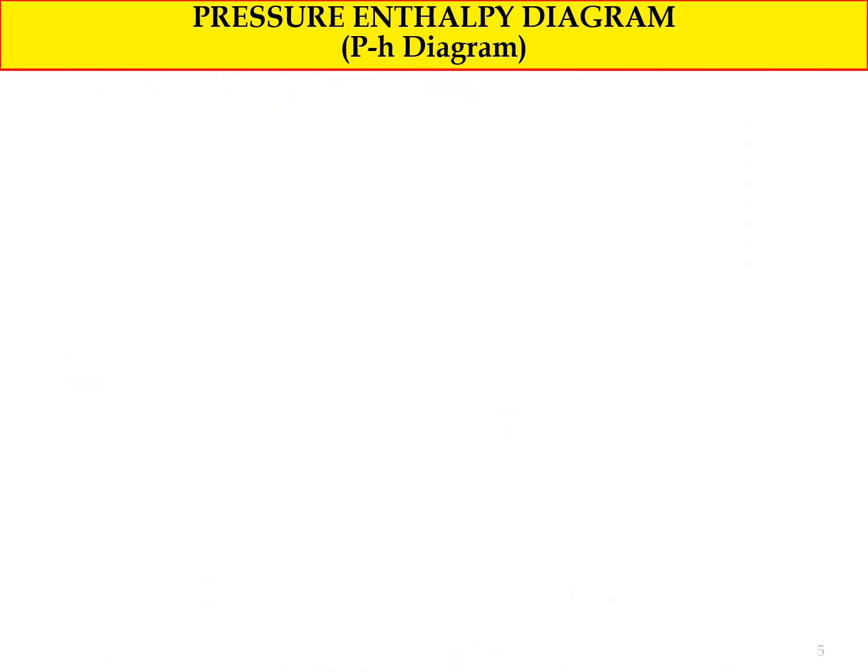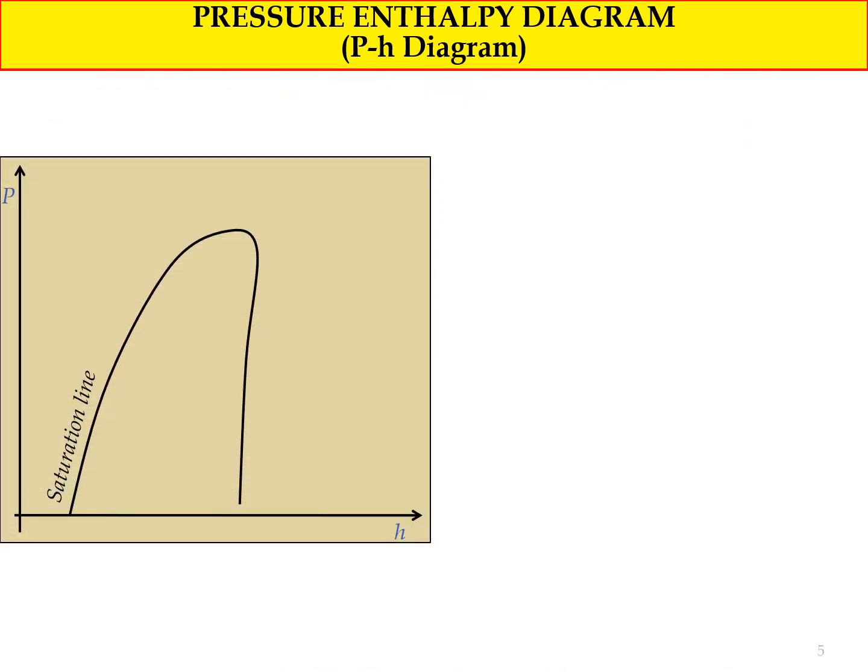So this is the pH diagram, and from the previous slide I already showed that we have the saturated liquid line and also the saturated vapor line. If we connect these lines, it becomes the saturation line. And from that also, as I showed, we have temperature.